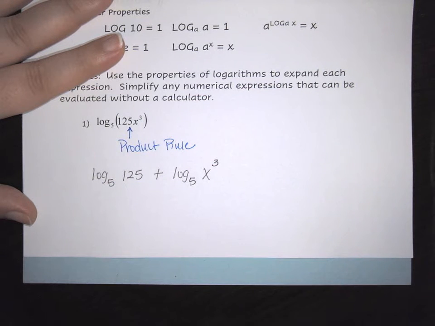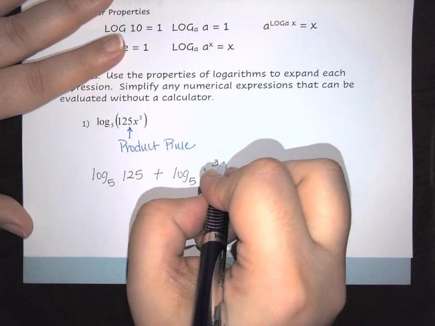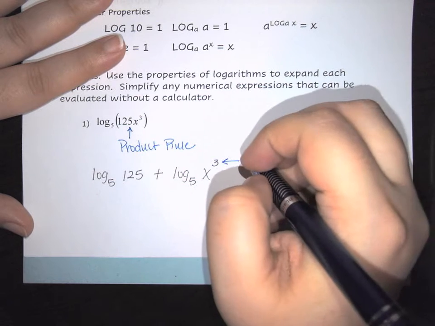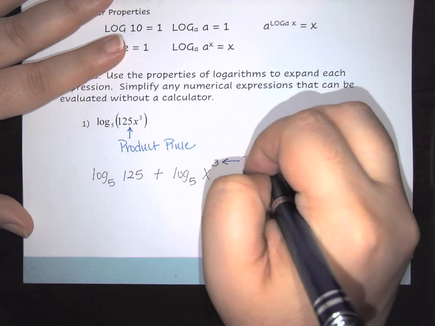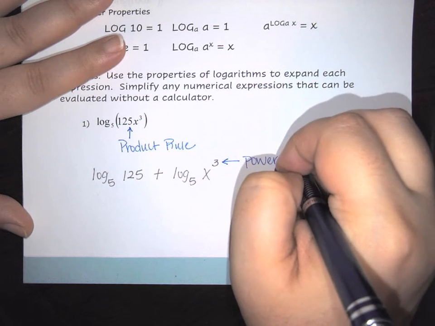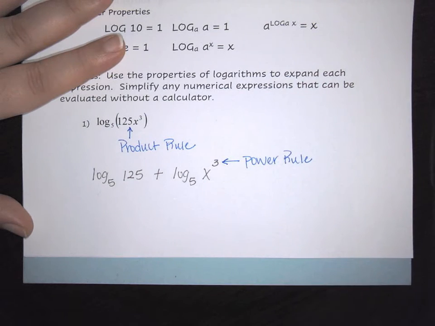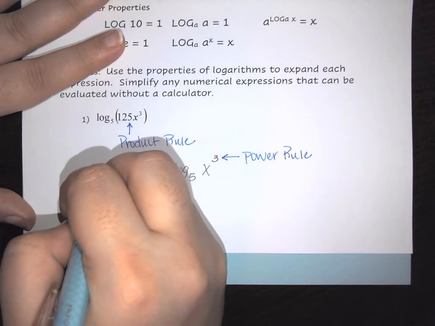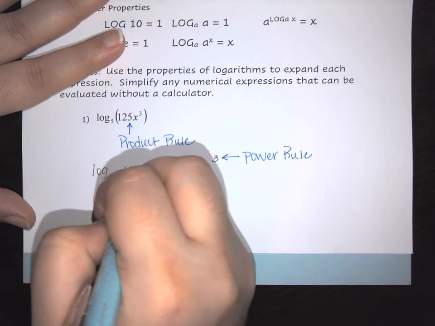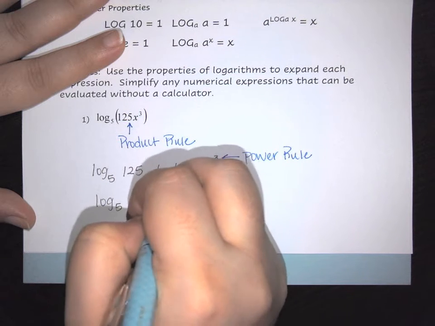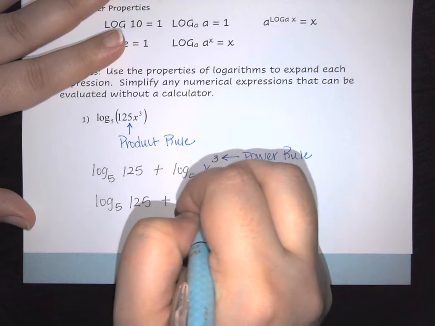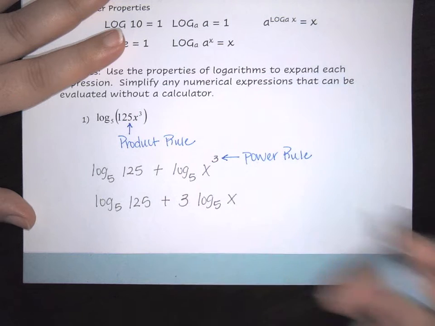The last thing that we have to do is follow the power rule. So the power rule says that we have log base 5 of 125 plus 3 log base 5 of x.